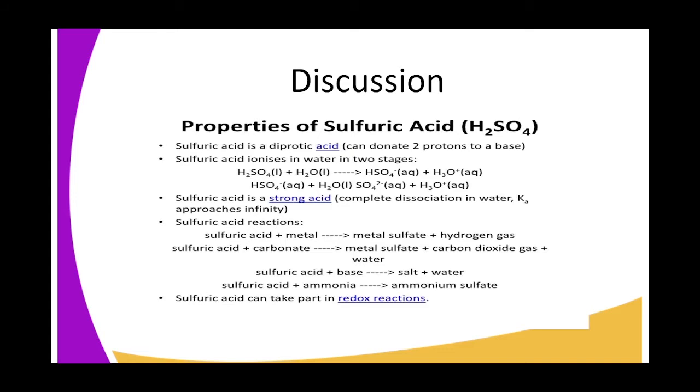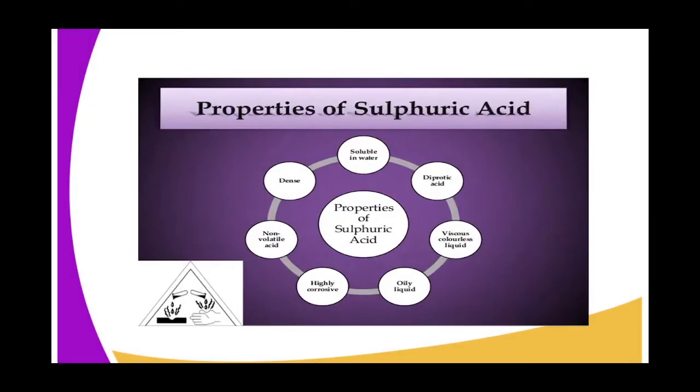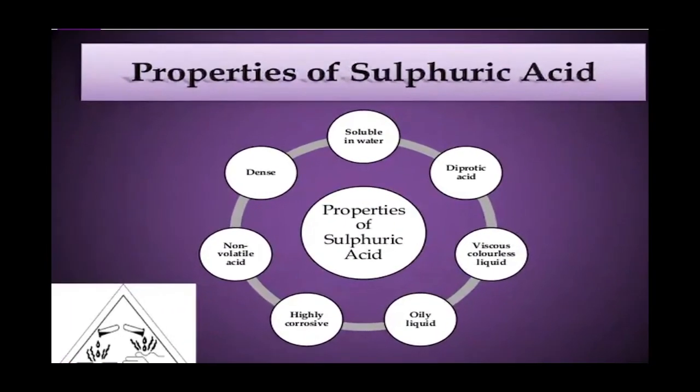Sulfuric acid reacts with metals to form metal sulfates. It reacts with metals to form metal sulfates, sulfur(IV) oxide gas and water. For example, it reacts with copper to form copper sulfate plus sulfur(IV) oxide and water.